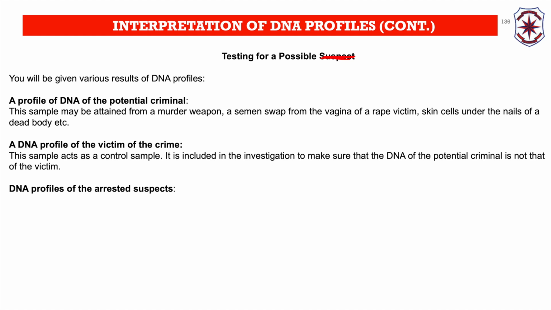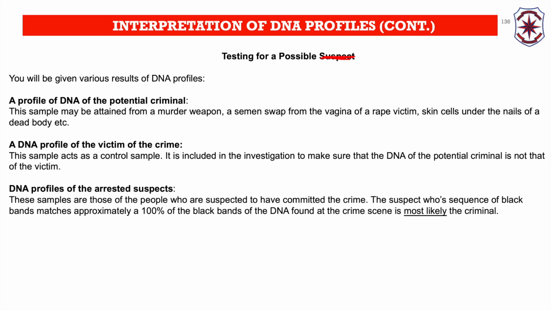Then we are going to find the DNA profiles of the arrested suspects. These samples are those of the people who are suspected of having committed the crime. The suspect whose sequence of black bars matches approximately 100% of the black bars of the DNA found at the crime scene is most likely the criminal. Like I said, it's not automatic that they are the criminal. Okay, guys?